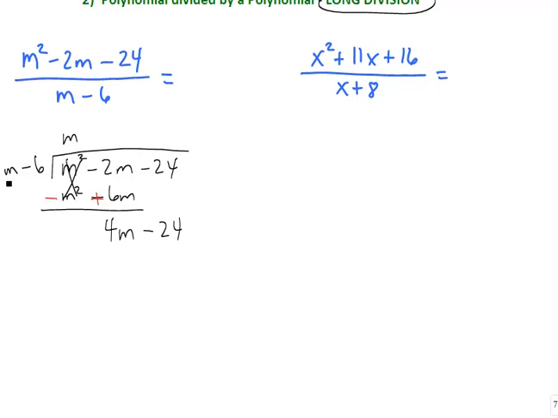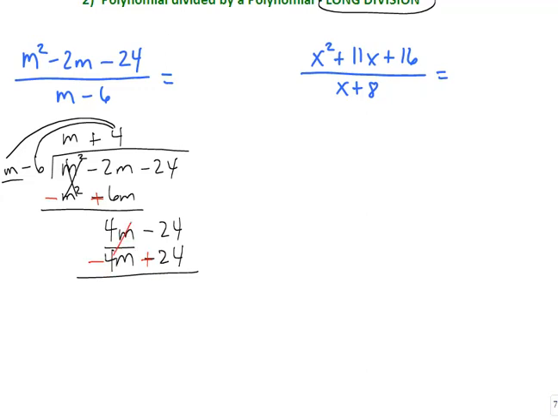So I'm going to compare the highest power of m to the highest power of m. M times what gives me 4m, positive 4. And now distribute that 4 across to both the m and the minus 6. So 4 times m is 4m. 4 times negative 6 is negative 24. We're going to draw our line and change our signs in that second row so that we subtract correctly.